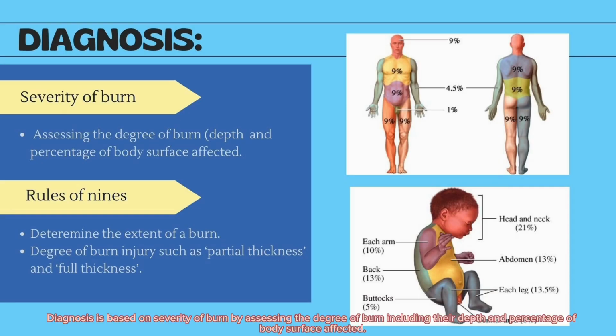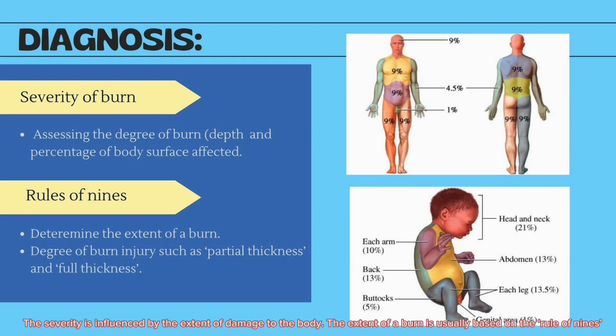Diagnosis is based on severity of burn by assessing the degree of burn, including its depth and percentage of body surface affected. The severity is influenced by the extent of damage to the body. The extent of burn is usually based on the rule of nines. Combination of those classifications determines the degree of burn injury, such as partial thickness and full thickness.